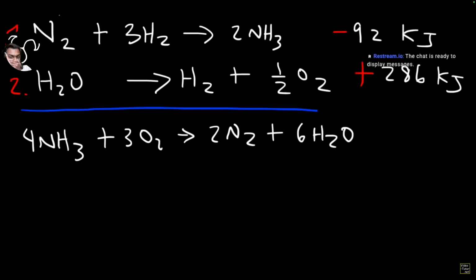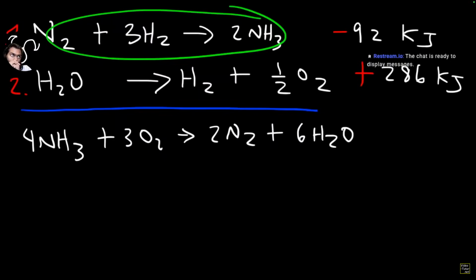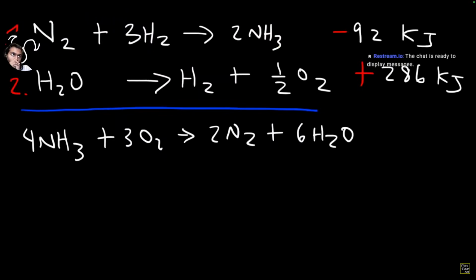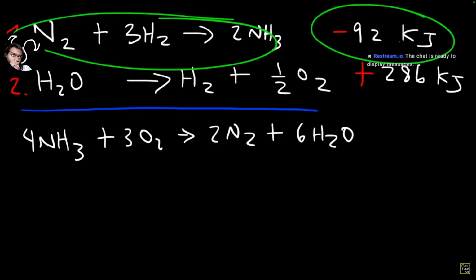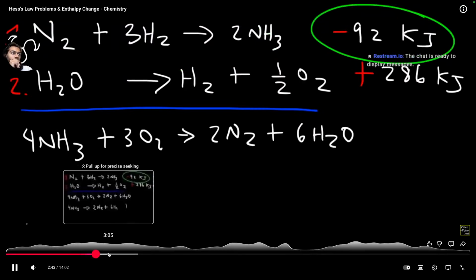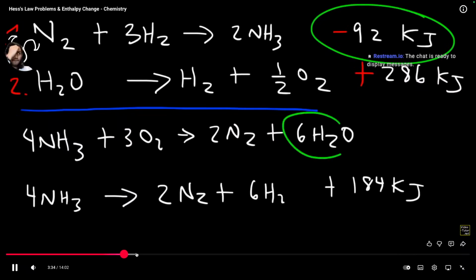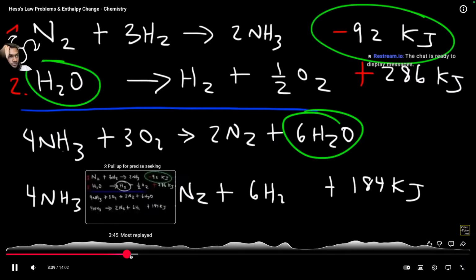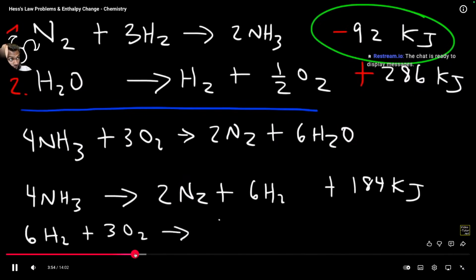If you do, you're going to make your life a lot harder. Notice that nitrogen gas is on the left side, but we want it on the right side, and we need a coefficient of 2 in front of it. So I'm going to reverse this reaction and multiply it by 2. Whenever you reverse a reaction, you have to change the sign. And if you multiply this reaction by 2, you need to multiply the enthalpy change by 2. We need 6 water molecules on the right side. Here we only have 1 on the left, so we need to reverse it and multiply by 6.